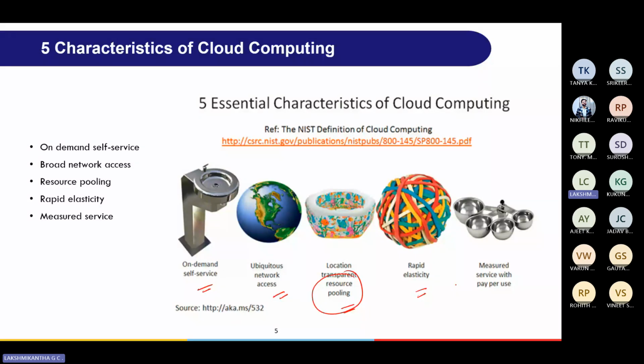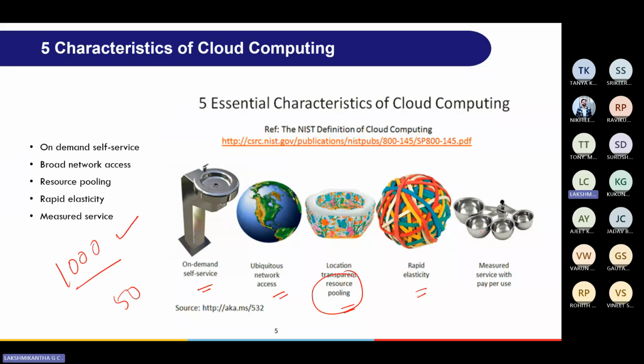Let me take one example to explain this, guys. During the IPL final, a streaming service needs 1,000 servers. Would you agree with this point? Correct? So it scales out. After the match, it scales back down to 50. So this is rapid elasticity, guys.